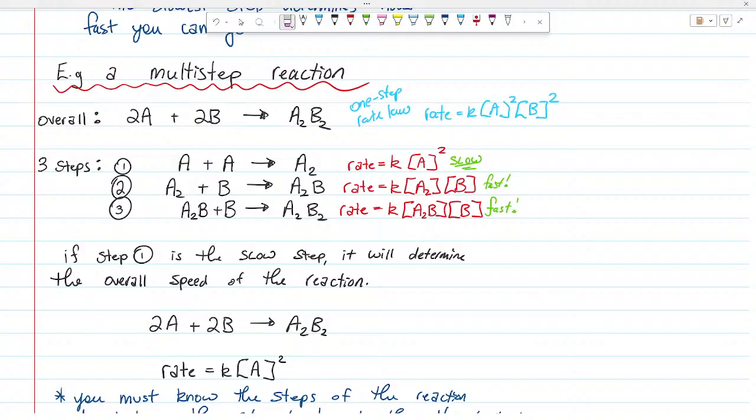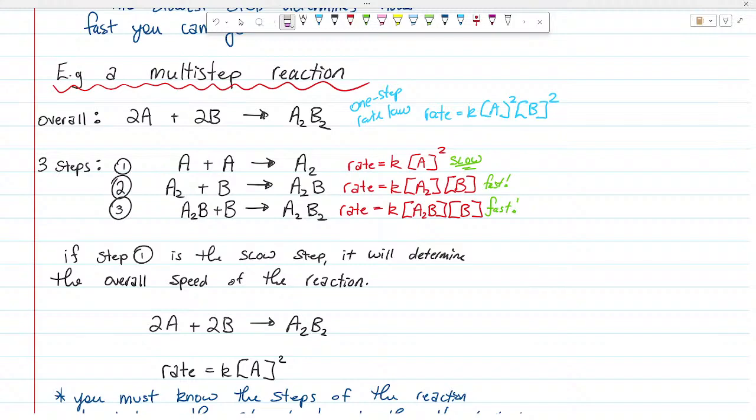But if I did A plus A, then B plus B, both of those would be the slow step? Not necessarily. No, not necessarily. Again, it just depends. It might be that B bumping into B and turning into B2 happens really quickly. That's easy. Every time they bump into each other, it happens. It just is.